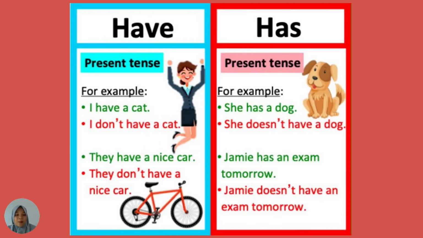Now this is the example. I have a cat. She has a dog. They have a nice car. Jamie has an exam tomorrow.